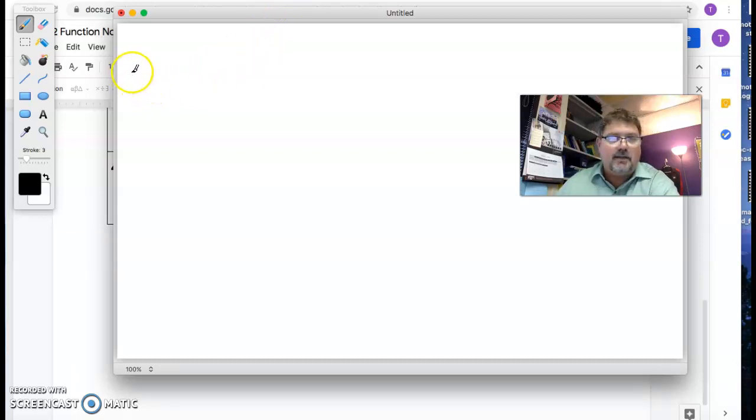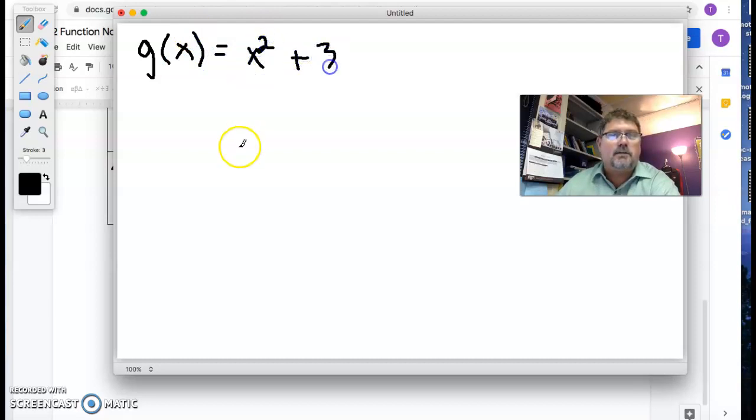Maybe. All right, so I've got g of x, and we'll write my original right here so we can keep up with it. It's equal to x squared plus 3. Now I need to put x plus 2 in there, so I'm going to write g of x plus 2.